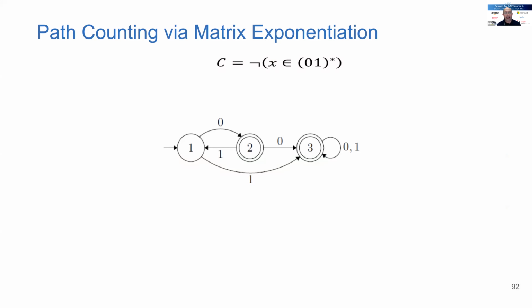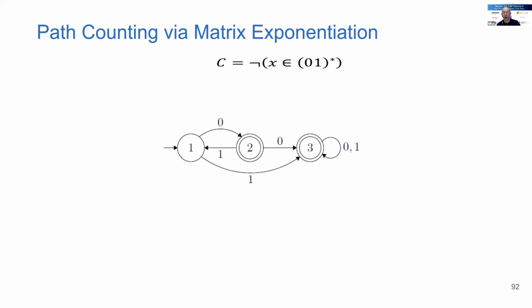You can count the number of accepting paths using matrix exponentiation. The matrix you use is the adjacency matrix. So you take this automaton and look at its adjacency matrix. Well, first we need to do one transformation.